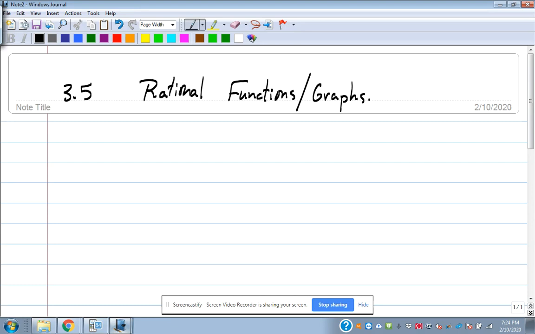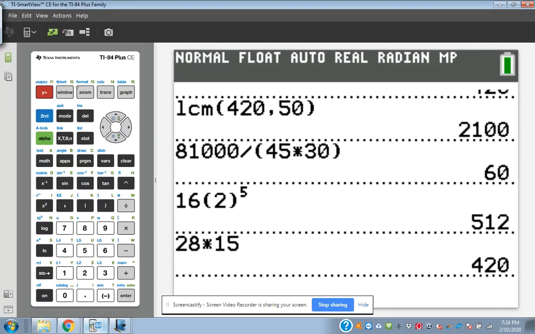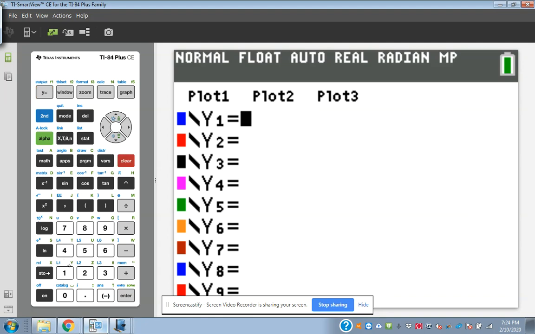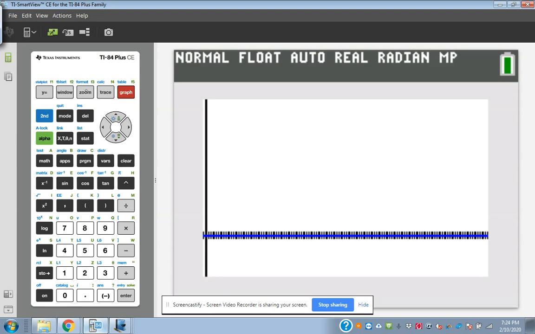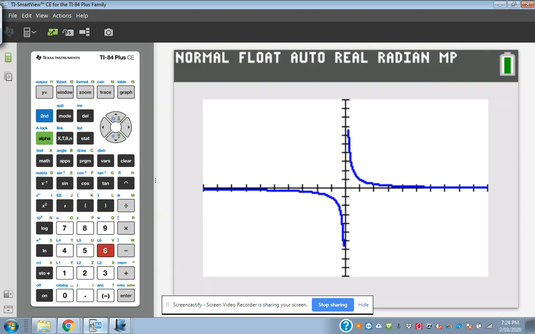All right, the most basic rational function, we call it the parent function, is 1 over x. If I were to graph 1 over x with my calculator, I'm going to show you what that looks like. 1 divided by x. Get zoom 6 here. There we go. That is the graph of 1 over x. That's the general shape of the things we're going to be graphing in this section.